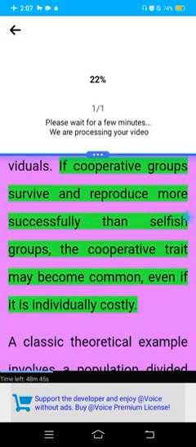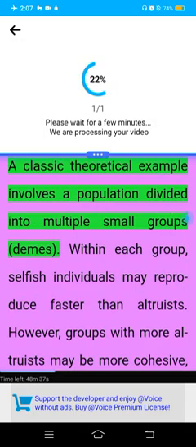If cooperative groups survive and reproduce more successfully than selfish groups, the cooperative trait may become common, even if it is individually costly. A classic theoretical example involves a population divided into multiple small groups.